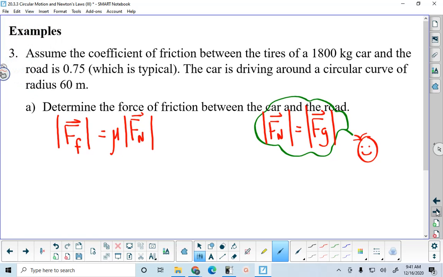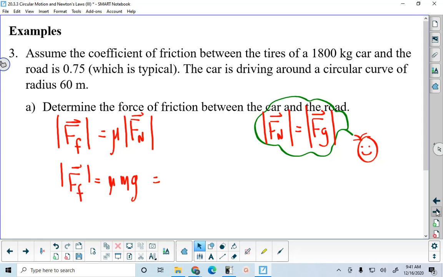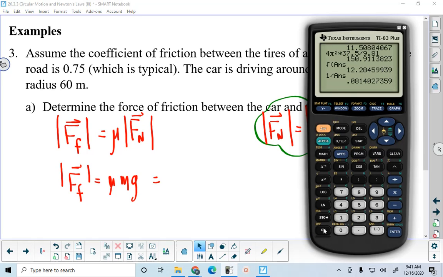So what we're going to do here is calculate the magnitude of the force of friction. We're going to take mu times m times g. That's a calculation I don't even think we need to write down. We can just do that on our calculator. We're going to take 0.75 times 1800 times 9.81. We'll get the force of friction.